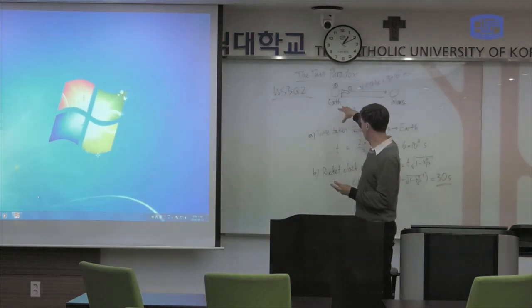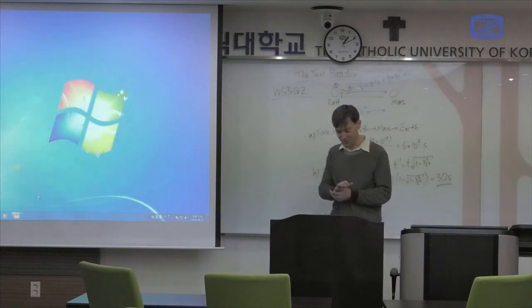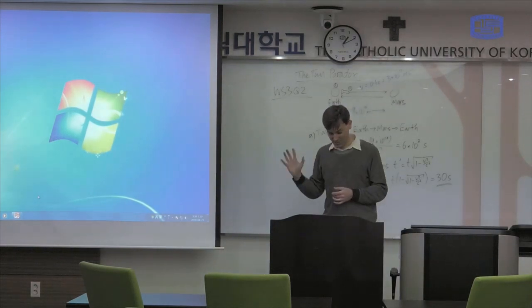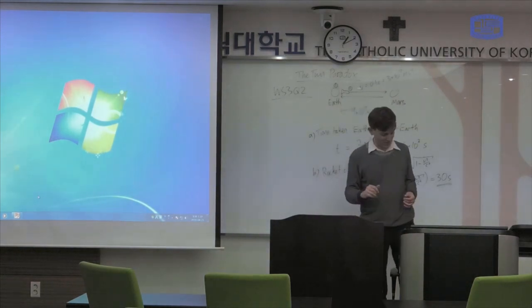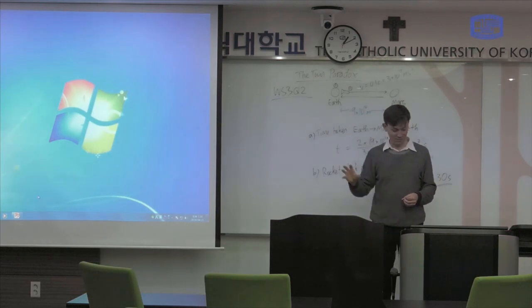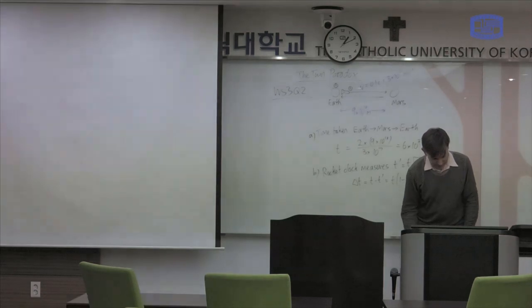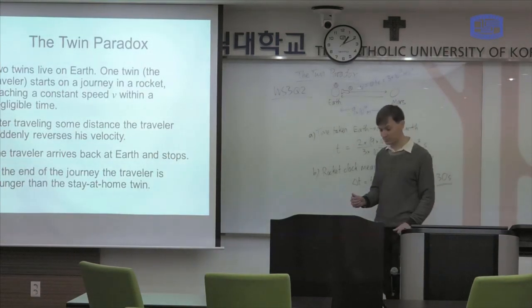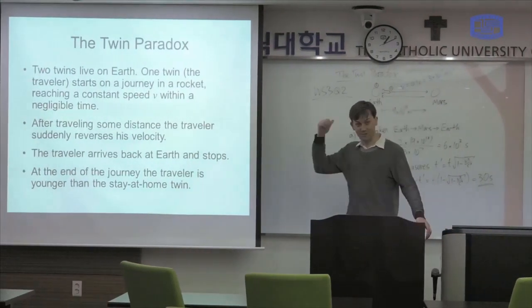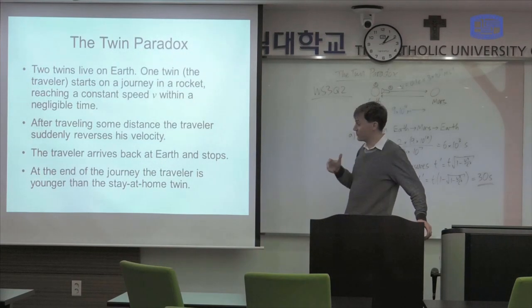So this example is directly related to the twin paradox, which is the thing I want to explain now. I'm going to show this via a PPT. So the situation is this. It's very similar to the one we've just done. You've got two twins, so two people with the same age.